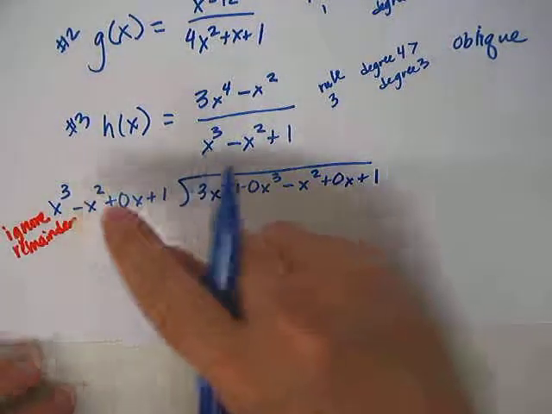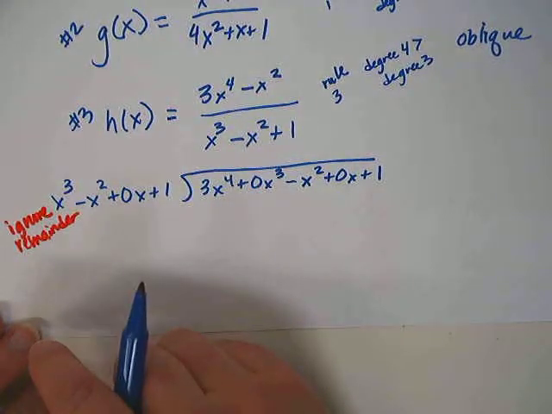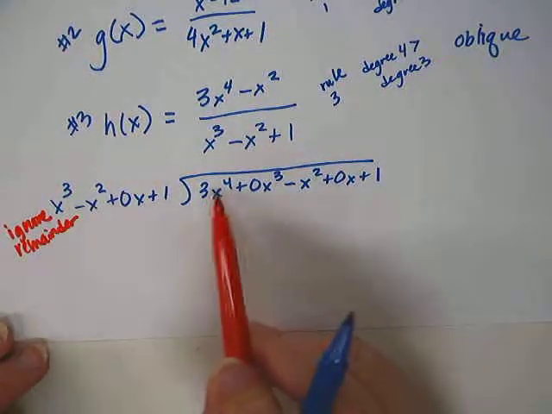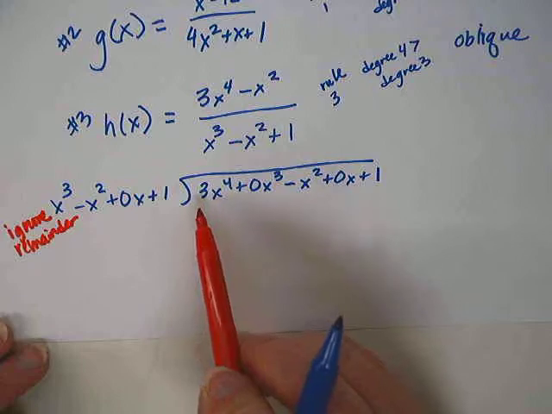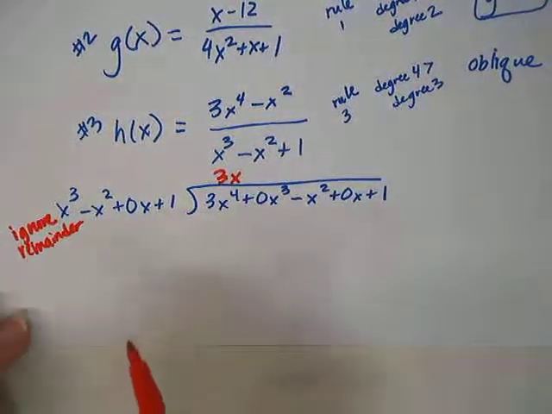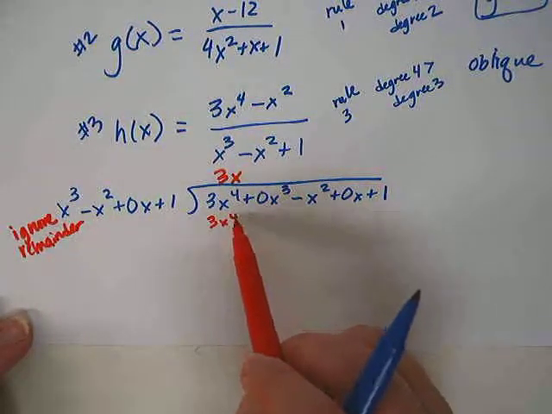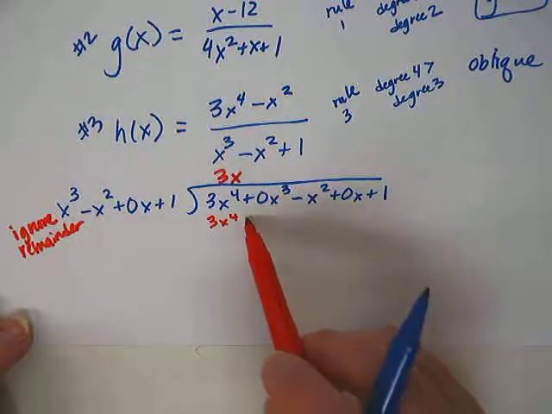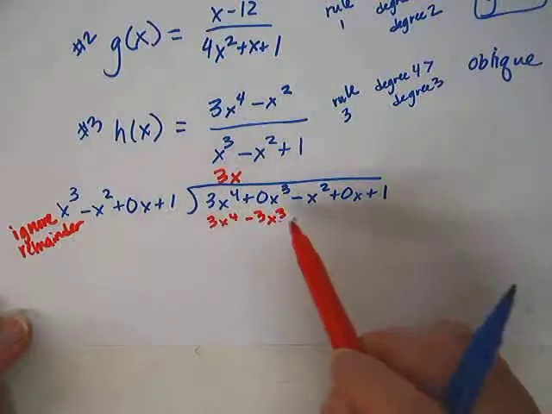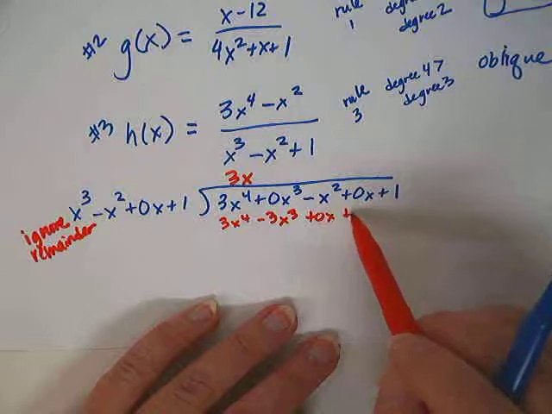So just a little side note, we're just going to ignore any remainder we might get, okay? What do I multiply x cubed by to get 3x to the fourth? 3x. Okay, so now I go 3x times x cubed is 3x to the fourth.